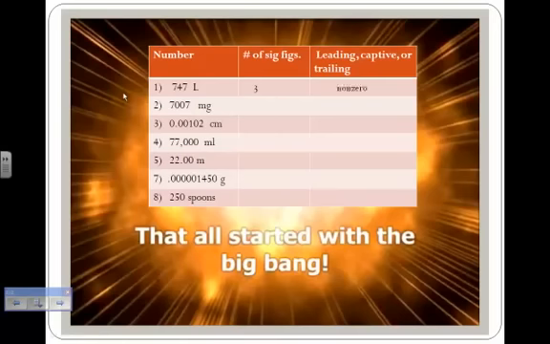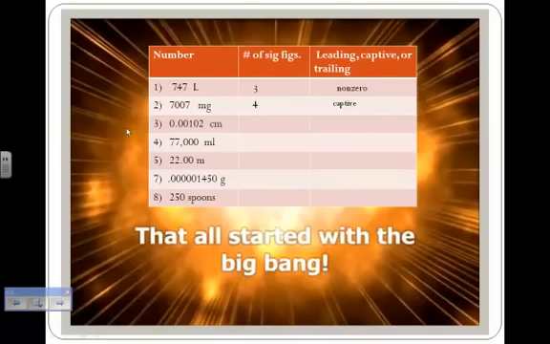Number two, 7,007 milligrams. That has four significant figures. Those zeros are called captive zeros. And captive zeros are always significant. They're captive between the sevens.